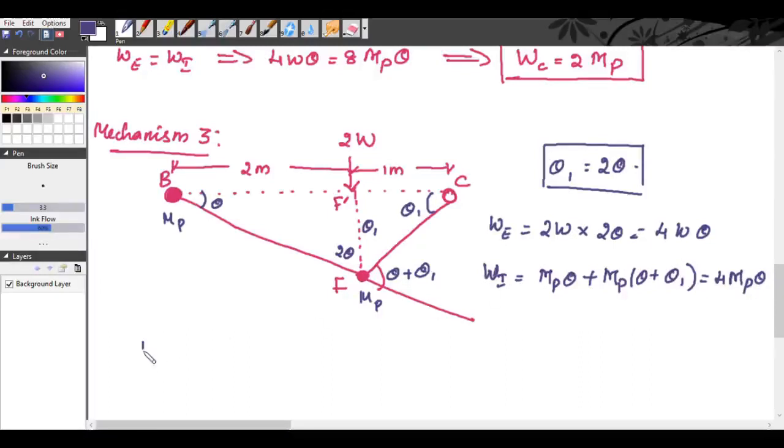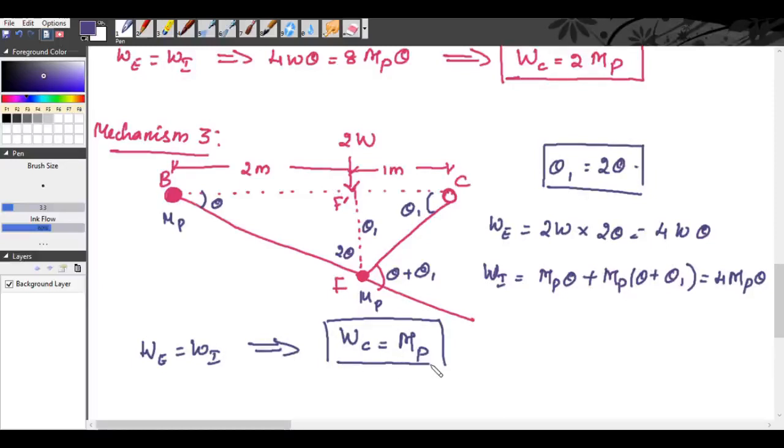Now external work done is equal to internal work done, equate both, we get the collapse load WC is equal to MP. Now let us compare the collapse load in all the three mechanisms.